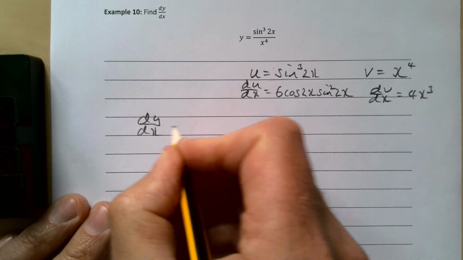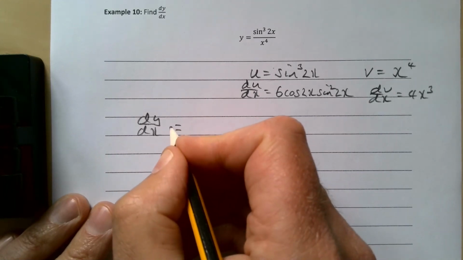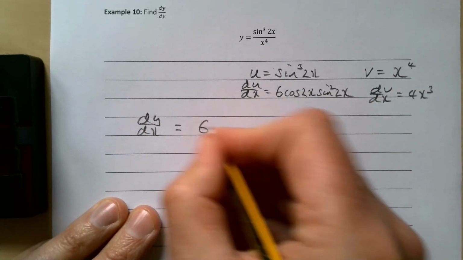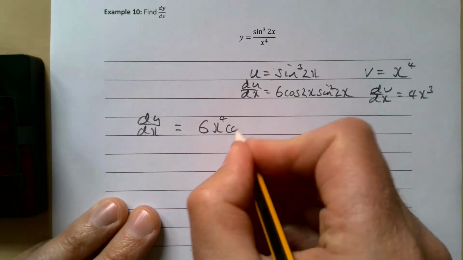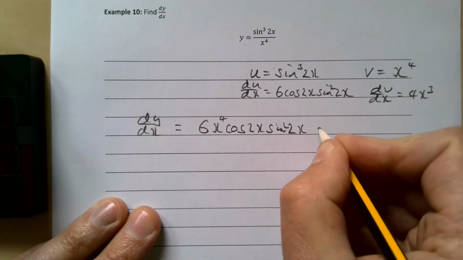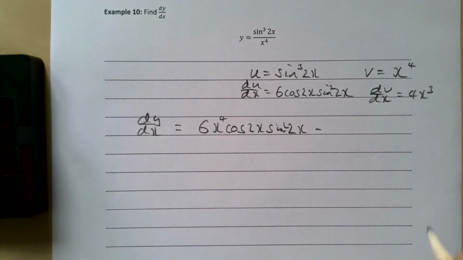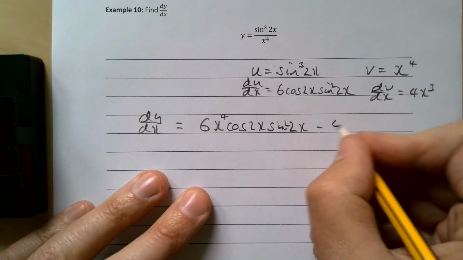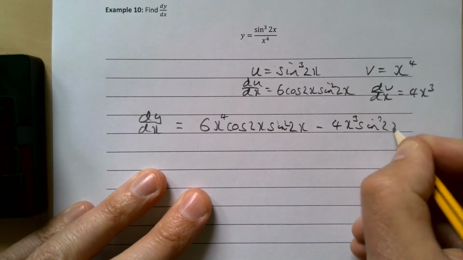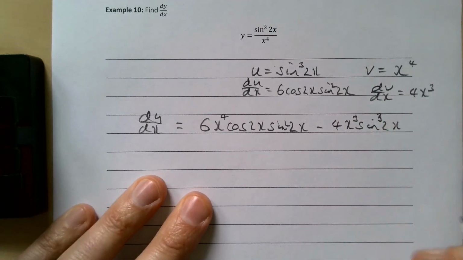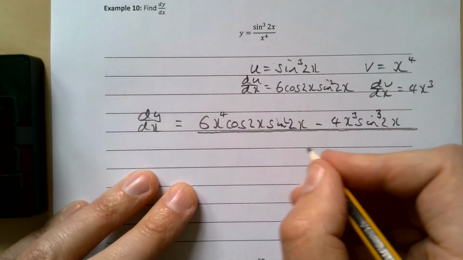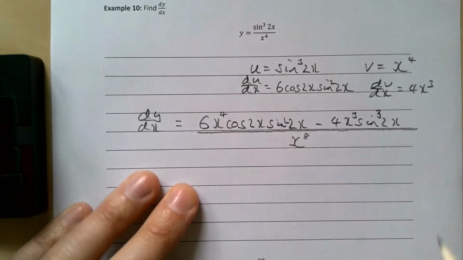dy by dx equals, what does it equal? v du by dx. We're going to do this times this. So 6x to the power of 4 cos 2x sine squared 2x. Take away u dv by dx, so it's 4x cubed times this. It's supposed to be a cube there, so you can still see everything. And that's all over v squared. So that's easy, that's just going to be then x to the power of 8.